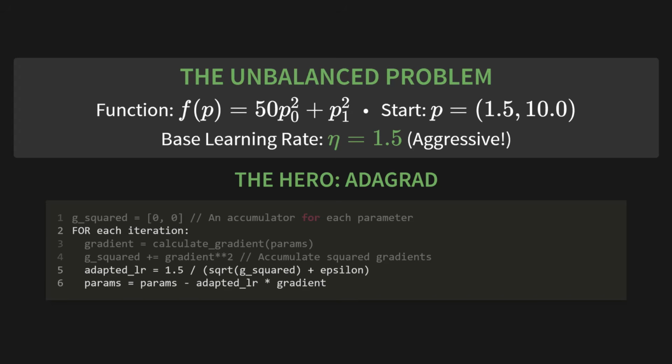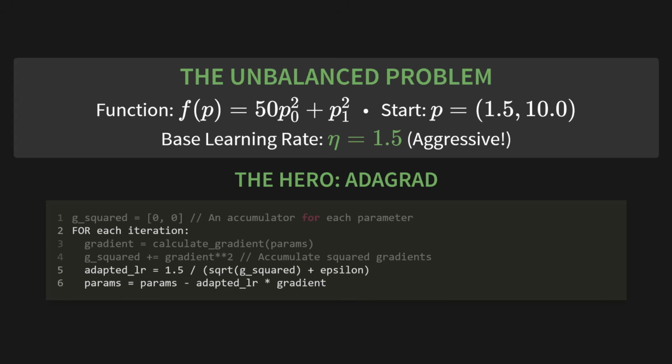We'll start with a new variable g squared, which is just an accumulator for each parameter, initialized to 0. For each iteration, we calculate the gradient like normal. Then, here's the key step. We add the gradient squared to our g squared accumulator. Finally, our adapted learning rate is our base learning rate, let's use an aggressive 1.5, divided by the square root of that g squared accumulator. Then, we update the parameters.